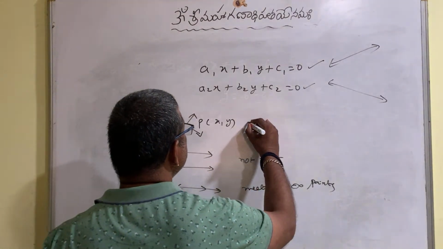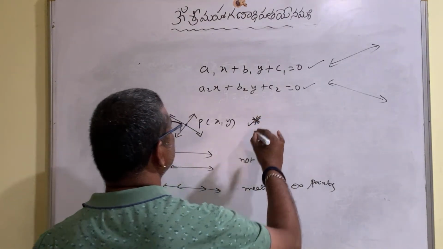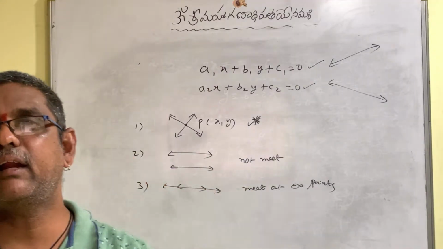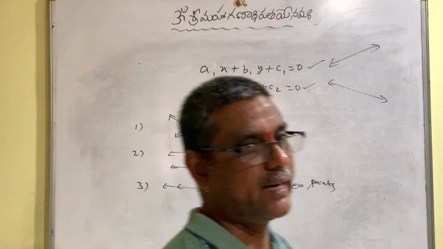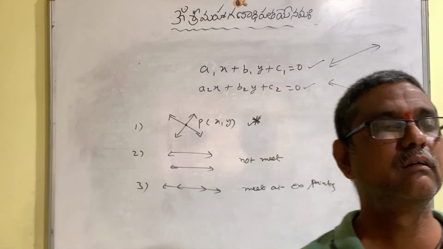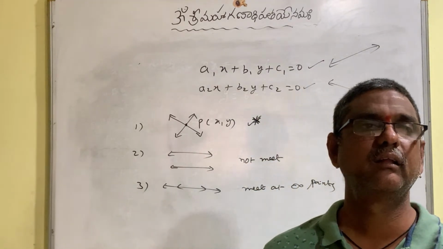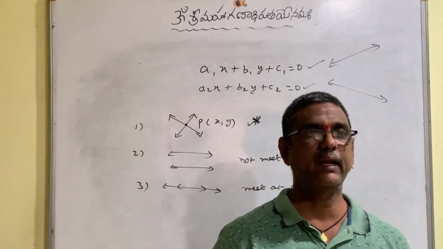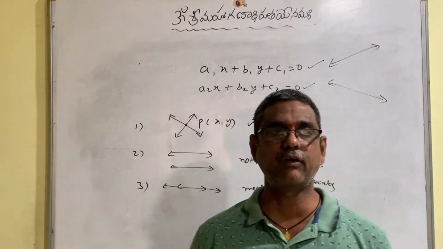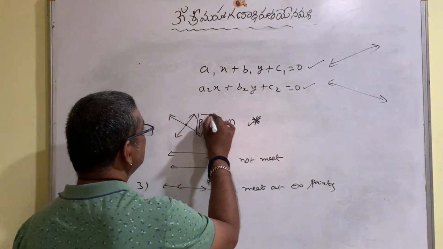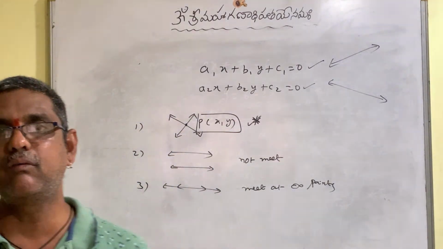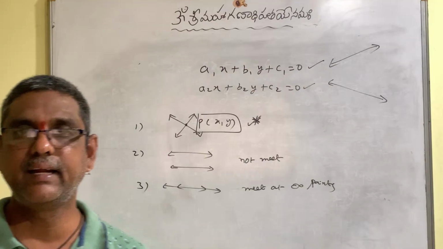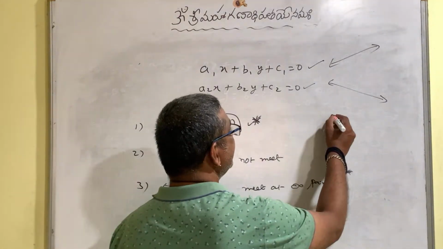So this is our hero. The first condition is our hero of the lesson, because when two lines are intersecting, they will intersect at only one point. And we are going to find out that point using different methods. How many methods do we have?